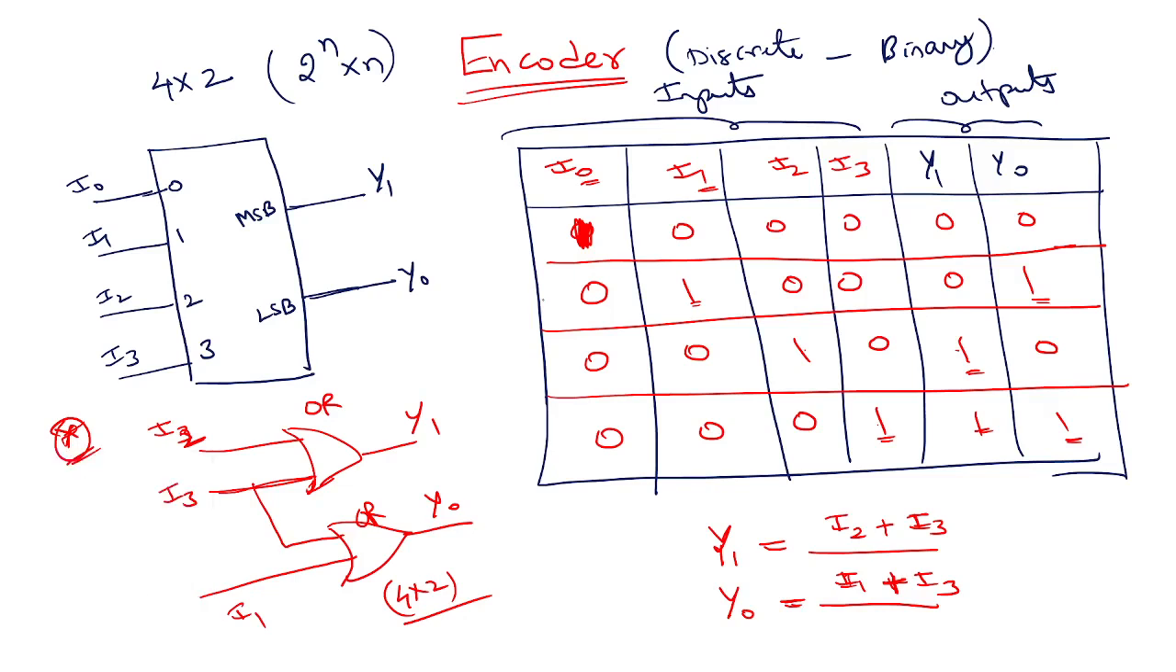So here the only condition is this: if one of the inputs is 1, the remaining should all be zeros. Only one of I0, I1, I2, I3 needs to be 1, with the remaining all zeros. Are you getting it? Now, suppose by mistake, let's say for example, I do some kind of iteration like this. Okay, just a minute.